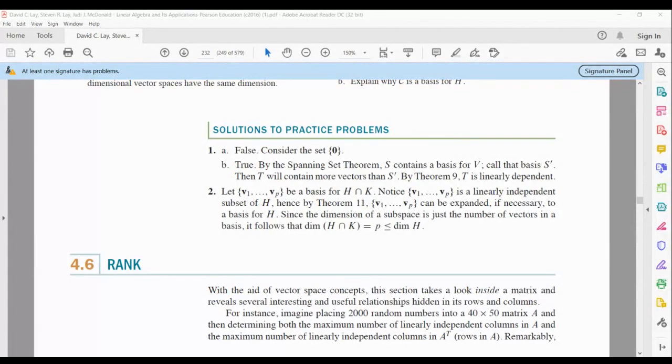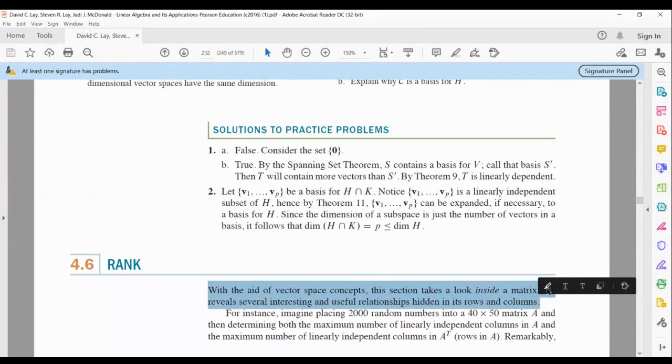Okay, so section 4.6 deals with rank, and it comments that with the aid of vector space concepts, this section takes a look inside a matrix and reveals several interesting and useful relationships hidden in the rows and columns.